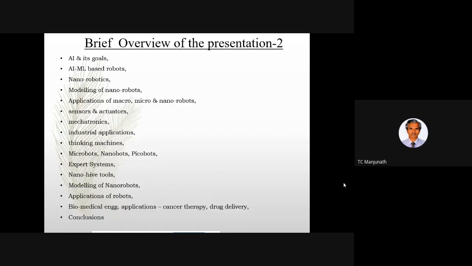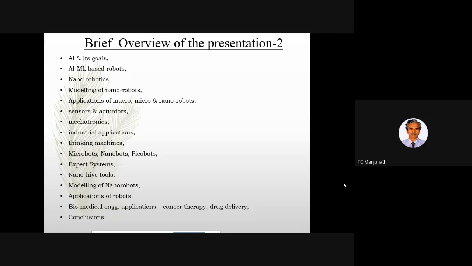Today's webinar will be summed up relating to the AI and its goal, the AI ML based robots with respect to the nano systems, that is the nano robotics. Then I'll deal something with respect to the modeling of nano robots, as a lot of research is going on in this modeling of nano robots. Then some applications of the micro and the nano robots, and some sensors and actuators which are used in the design of the nano systems and the micro systems, mechatronics, some industrial applications of nano robots, the thinking machines, the microbots, the nanobots, and the picobots.